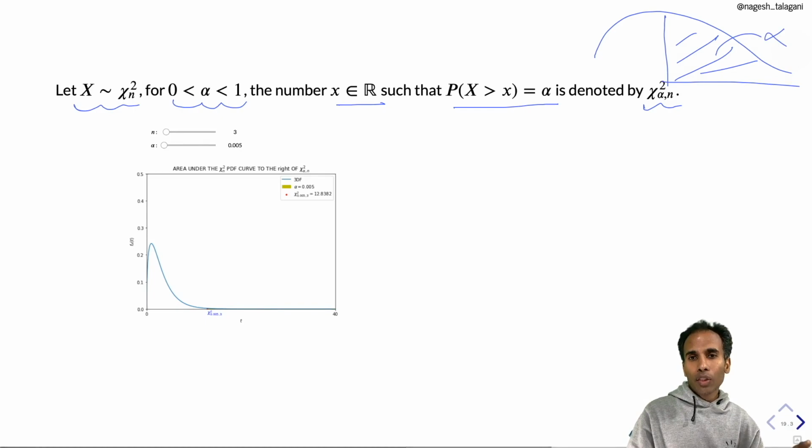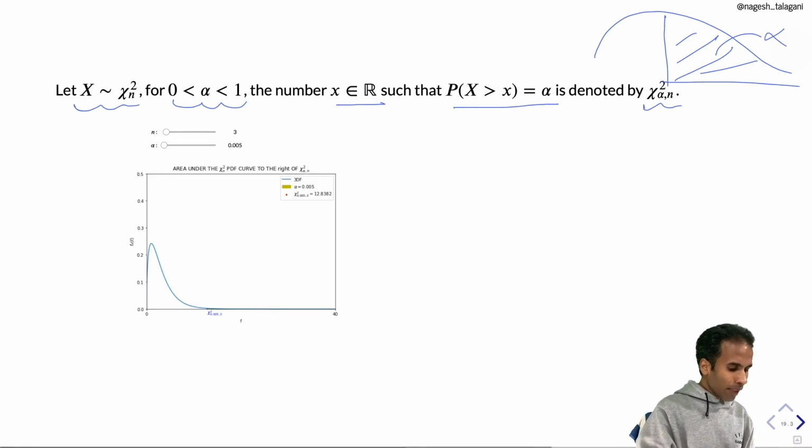These values are used in many statistical methods. To get these values, one has to use software or refer to chi-square alpha, n tables. These tables can be found in any statistics book. Here is the application.